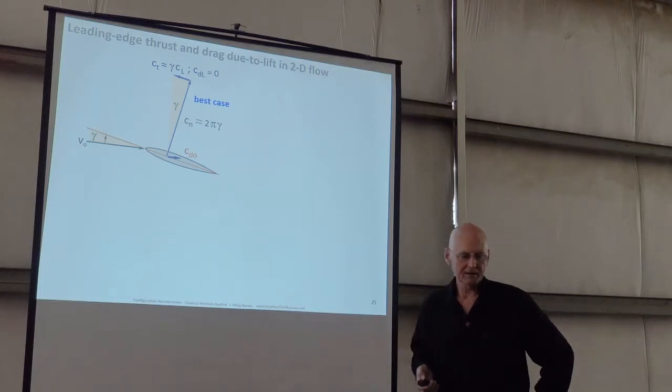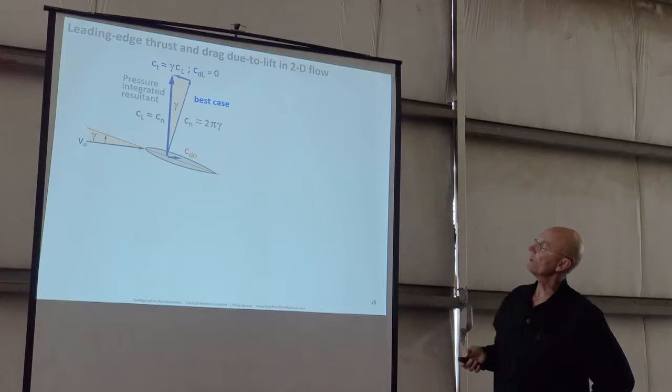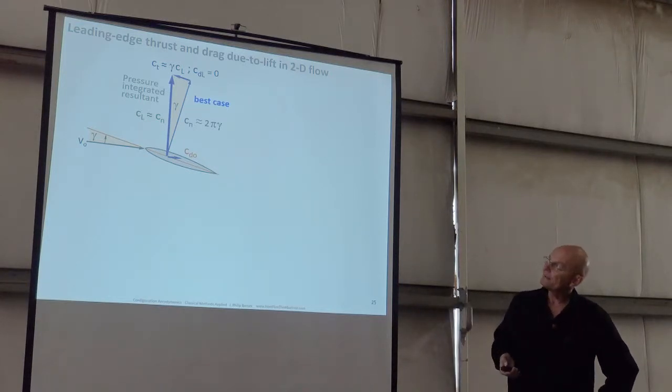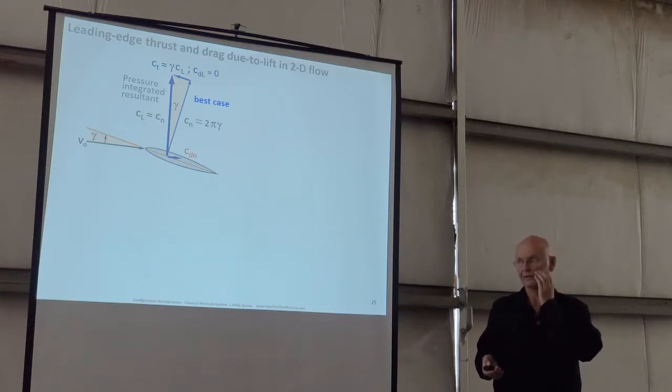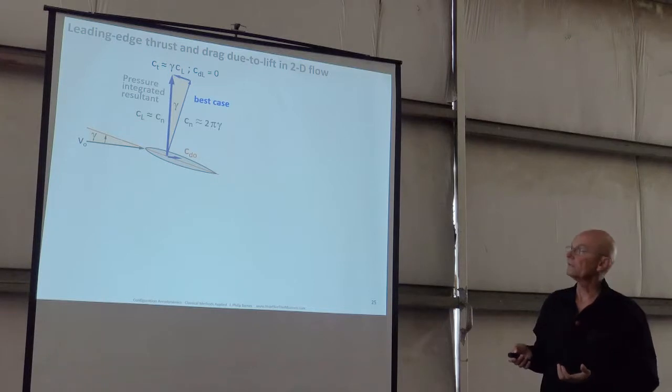Okay, so now if I have the really good airfoils, then I end up with an overall pressure integration vector, which happens to be vertical. In horizontal flight, I end up with a vertical vector. So the pressure integration vector coincides with the lift only for the perfect airfoil.